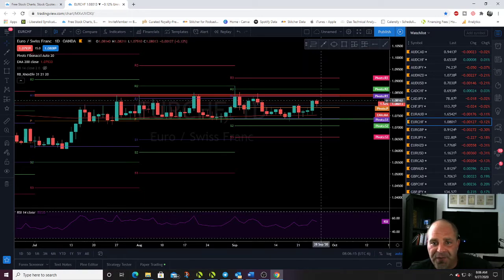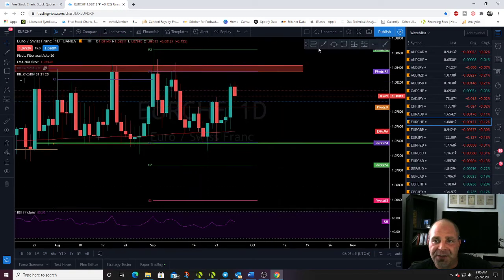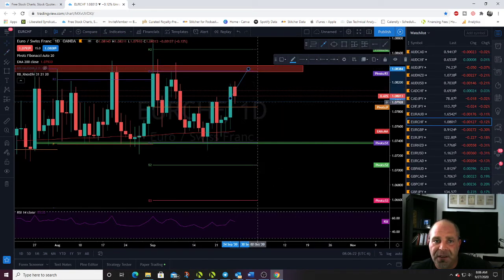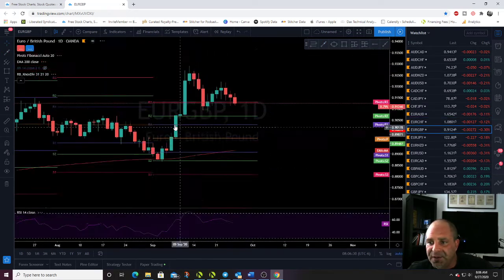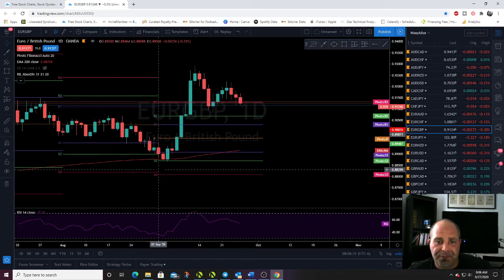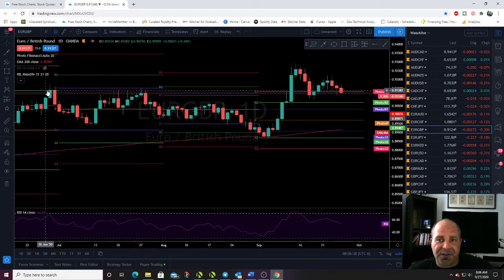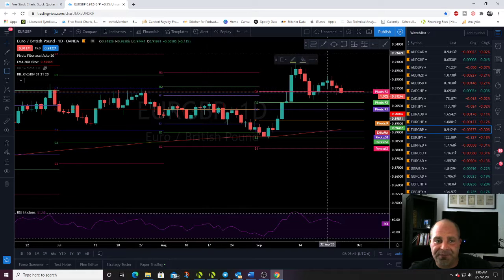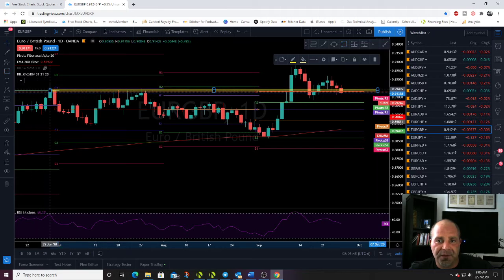Euro Swiss franc, we're kind of in the middle of those two zones, so we're still kind of wary on direction, but I kind of think we're going to pop up, test this R1. That will give us a good opportunity for a sell. Euro GBP, got a big bullish run here, guys. Big bullish run. We broke through this resistance and we're retesting it. Let's shrink that down a little bit.